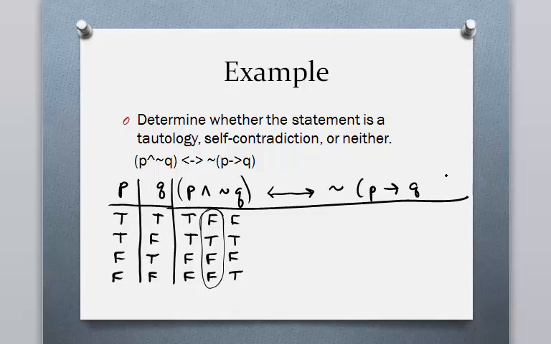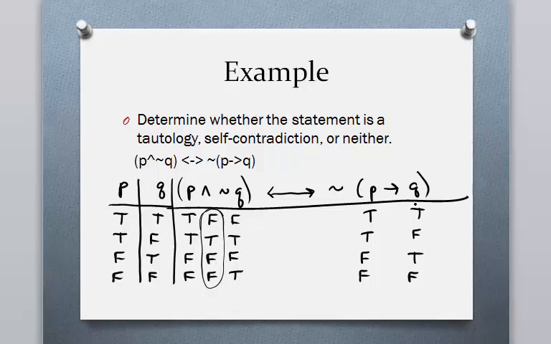So for the second one, the first thing that I'm going to do is write down the P and write down the Q. So just copying, underneath the P I'm going to do T, T, F, F. And underneath the Q I'm going to do T, F, T, F. Now, this is a conditional statement. If P, then Q. So let's go ahead and fill this out.